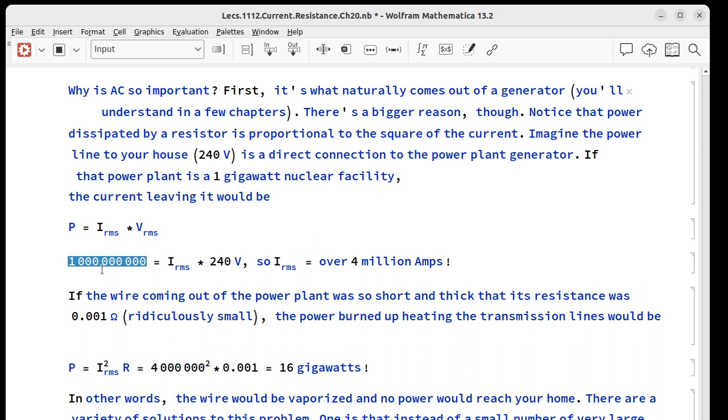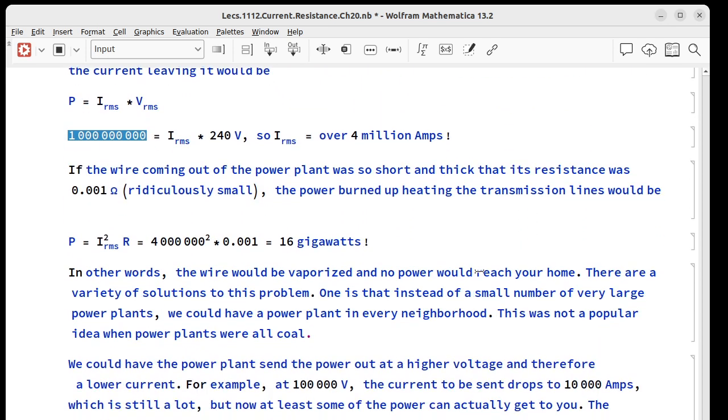There's no way we could send this out on any reasonably sized wire. All it would do was vaporize the transmission lines. You'd never get any power at your house. So there are a few solutions. One is, instead of a relatively small number of these giant gigawatt scale power plants, we could have a bunch of small ones, and there's basically going to be a power plant for every neighborhood. This probably doesn't sound very good, certainly not for your property values, but imagine the power plants are still all powered by coal. You really don't want to have that in your neighborhood.